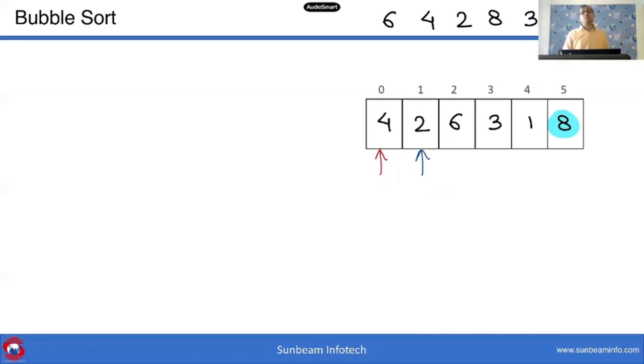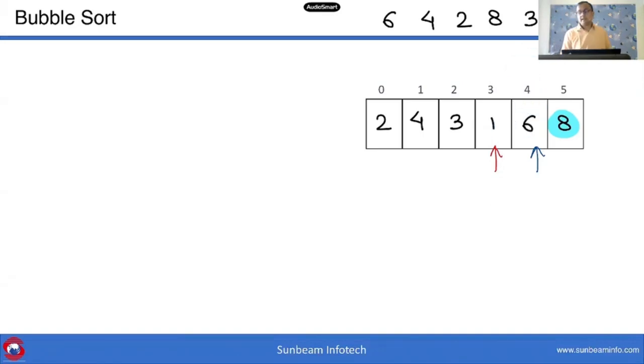You repeat the story once again, and again you start comparing. Again, 4 and 2, you find that 4 is greater than 2. So 2 over here, 4 over here, and you continue further. 4 is smaller than 6, nothing much to be done. 6 is greater than 3, so 3 over here, 6 over here, that is good. You continue further. 6 is greater than 1 as well, so 1 over here, 6 over here.